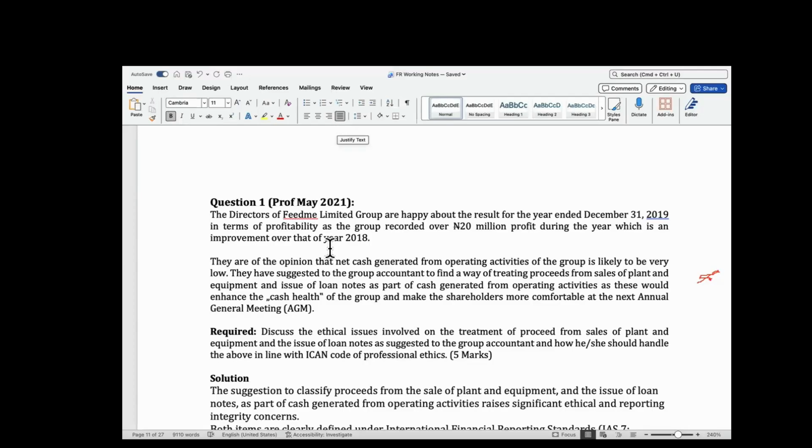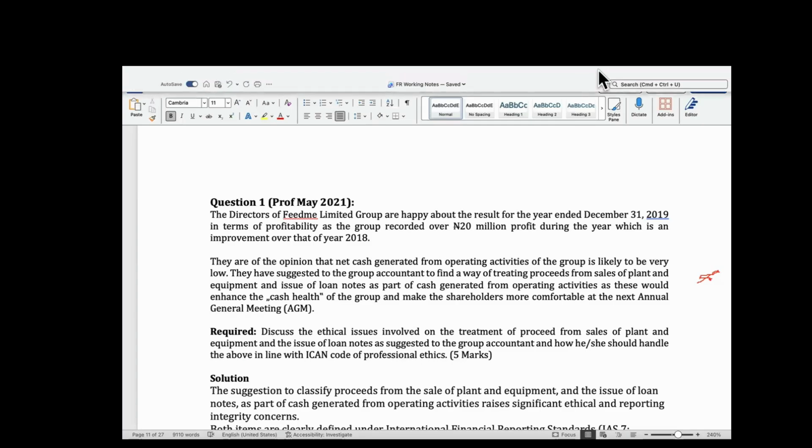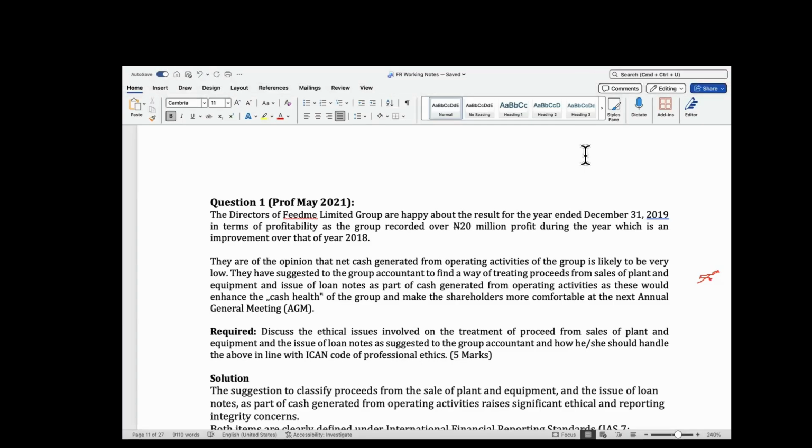Required: discuss the ethical issues involved in the treatment of proceeds from sales of plant and equipment and the issue of loan notes as suggested to the group accountant, and how he or she should handle the above in line with the ICAN Code of Conduct. 5 marks.